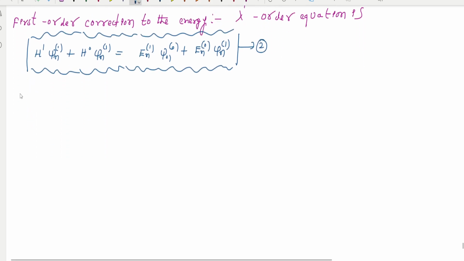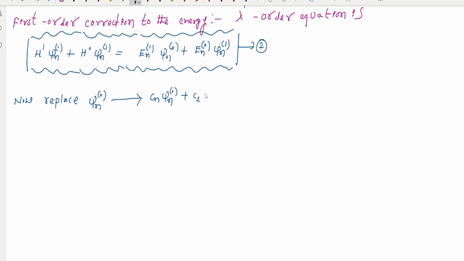So now I'm going to replace psi n power 0 with our new linear combination wave function, En Cn psi n power 0 plus Cl psi l power 0, and multiply from the left by the bra vector.